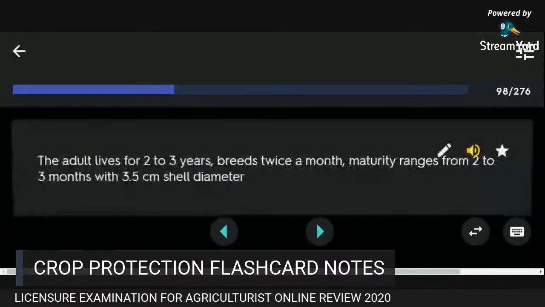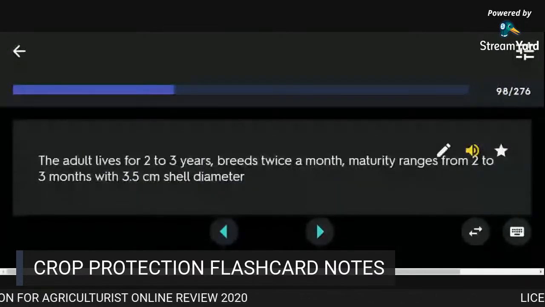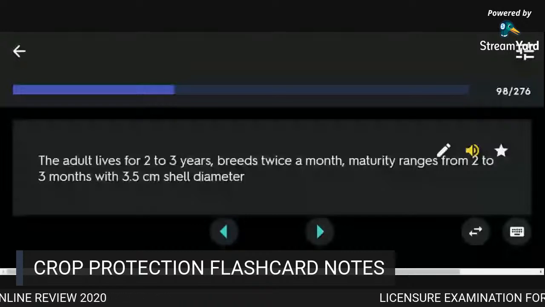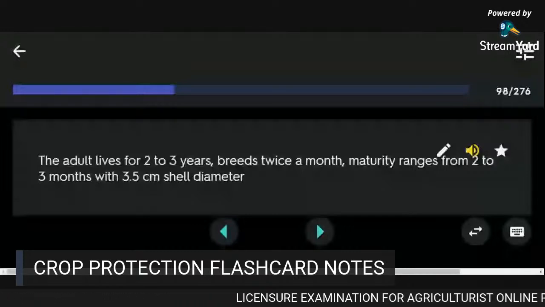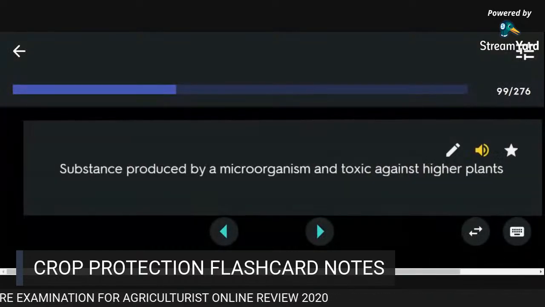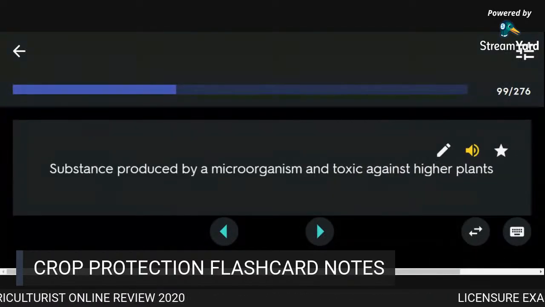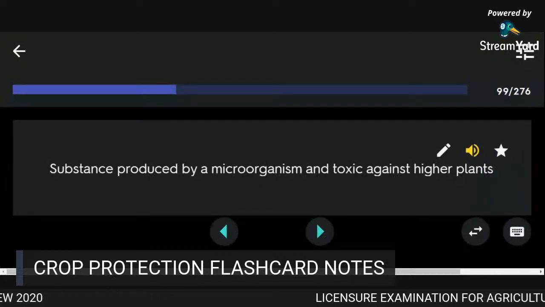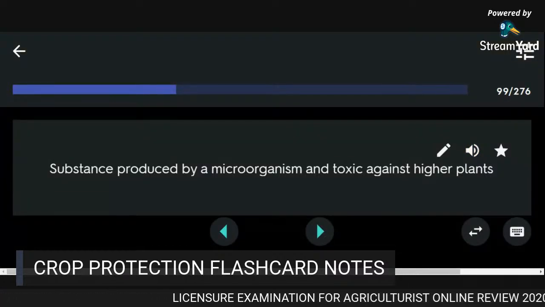The adult lives for 2 to 3 years, breeds twice a month. Maturity ranges from 2 to 3 months with 3.5 centimeters shell diameter. Substance produced by a microorganism and toxic against higher plants. Marasmin.